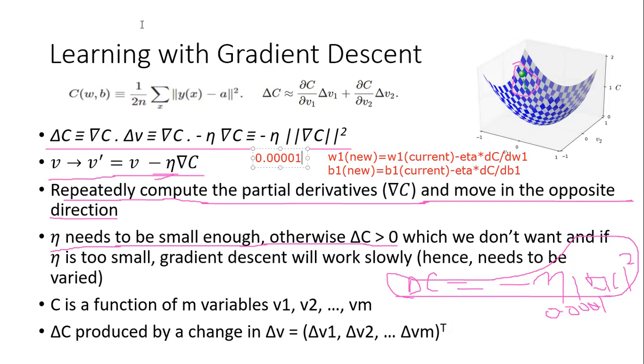It's a simple equation, come on. This is delta C equals to this. If eta is very small, then what happens to delta C? Delta C will remain negative, but it will update very slowly. Yes, so it is going to come down very slowly. We don't want that. On the other hand, if this is very large, then what happens?